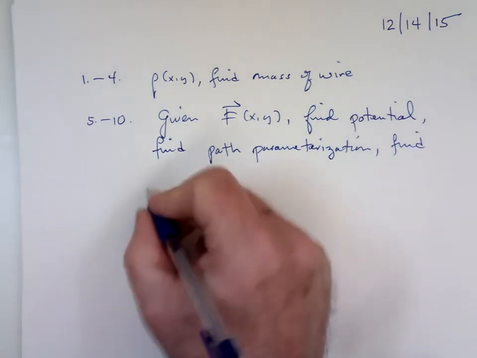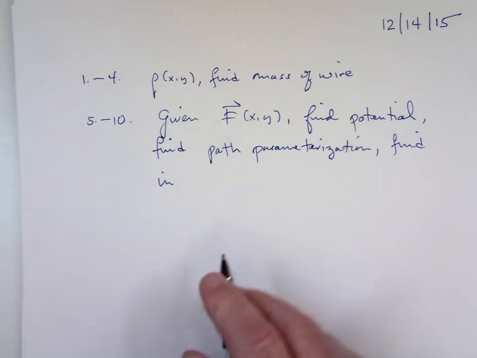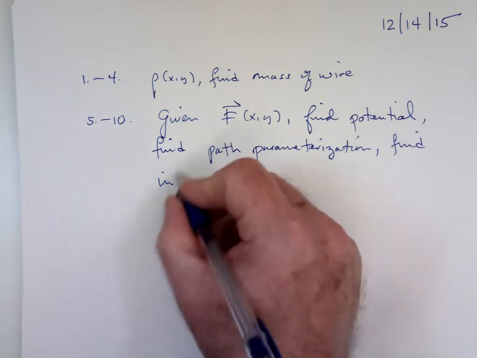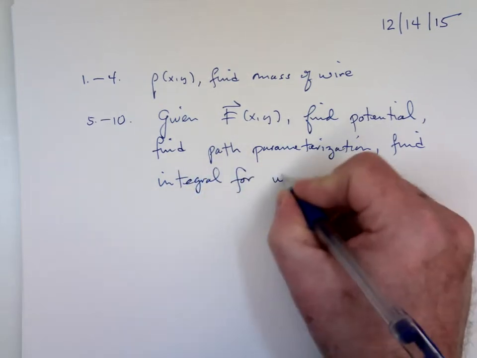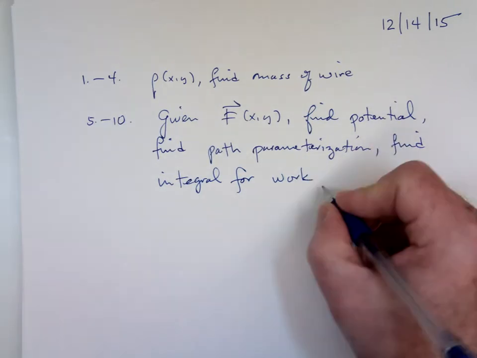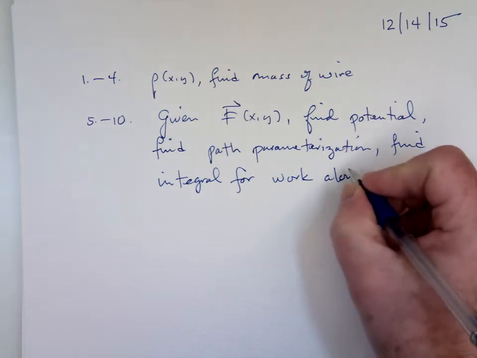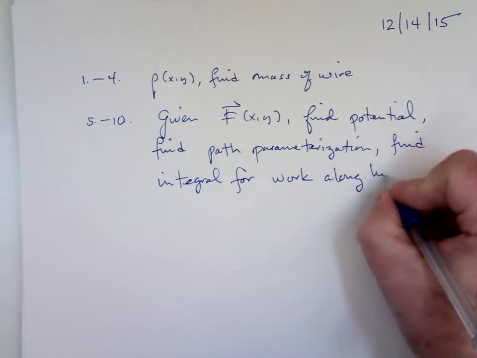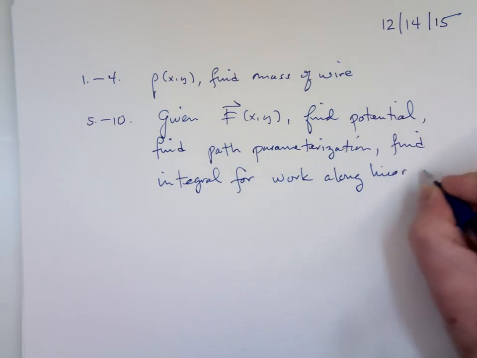What's the thing say with the T? Say that again? It's parameterization. Yeah, parameterization. Find integral for work along that path. That's along the linear path. I'm trying to write too fast here. Linear path.